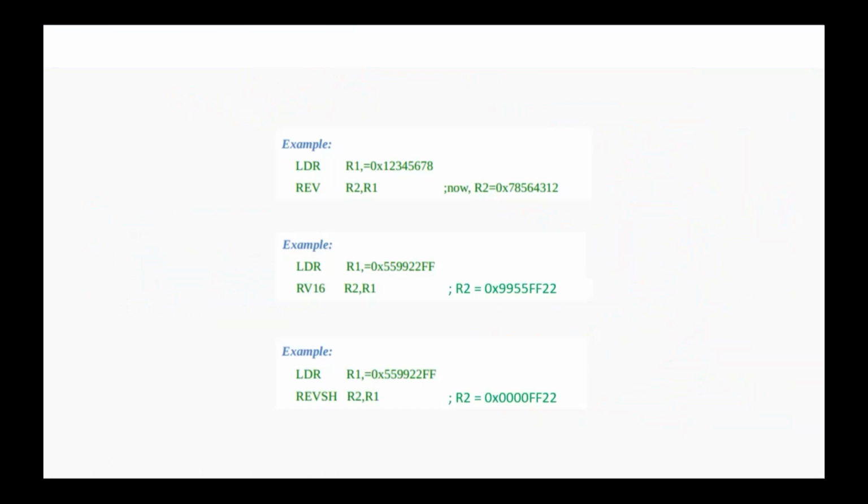next slide. Okay, so these are examples for the REV16 and REVSH. Let's look at these examples here. The first line, LDR R1, 0x12345678. So what happened here is you're going to put this value into your R1. So R1 now will have this value, 12345678. And then you change that, REV R2, R1.